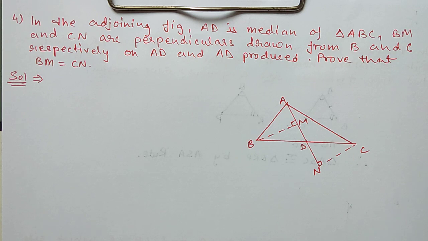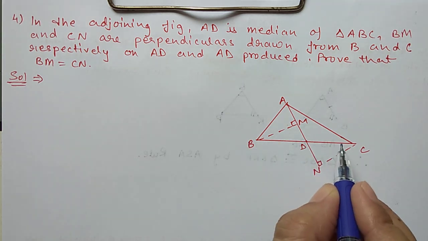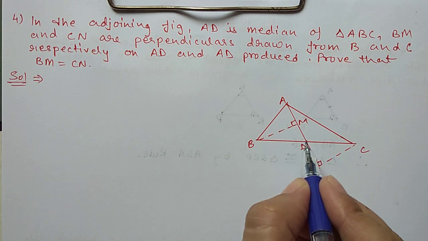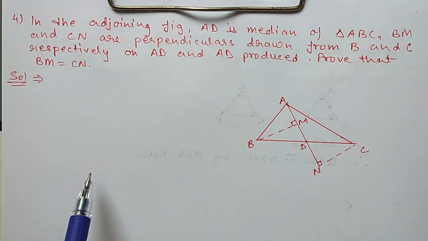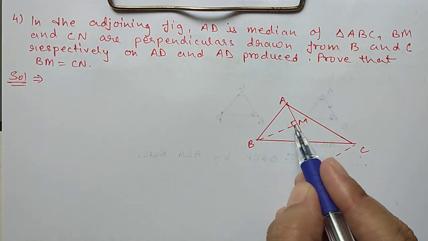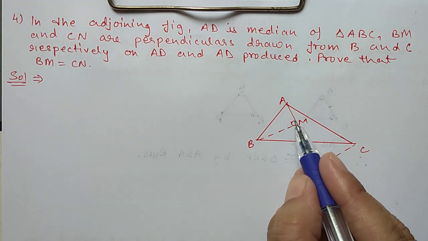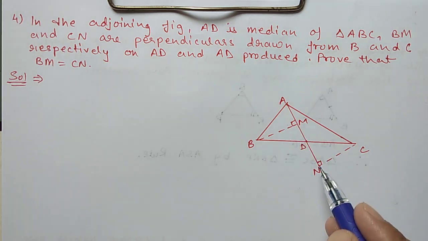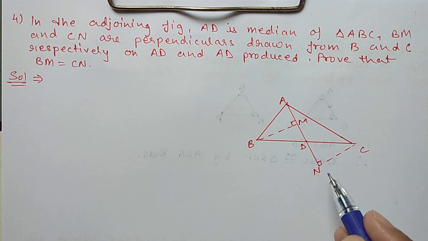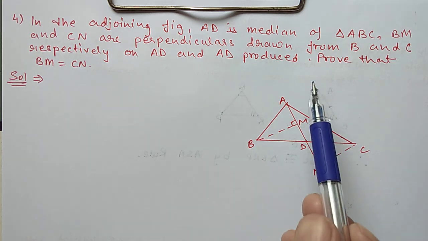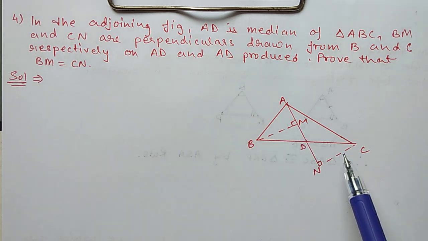Question number 4. In the adjoining figure, AD is the median of triangle ABC. Median means this point D is the middle point of BC, and A to D we have to join. BM and CN are the perpendiculars drawn from B and C respectively on AD, and AD produced. So B to M is perpendicular, meaning it is touching at 90 degrees. C to N is also a perpendicular. This one also is touching this extended line at 90 degrees. We have to prove that BM is equal to CN.